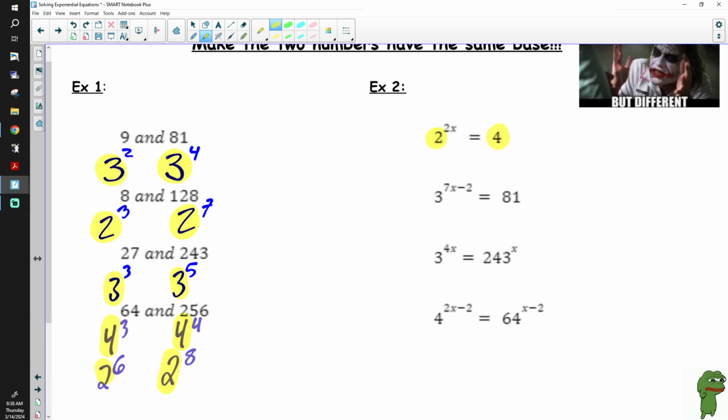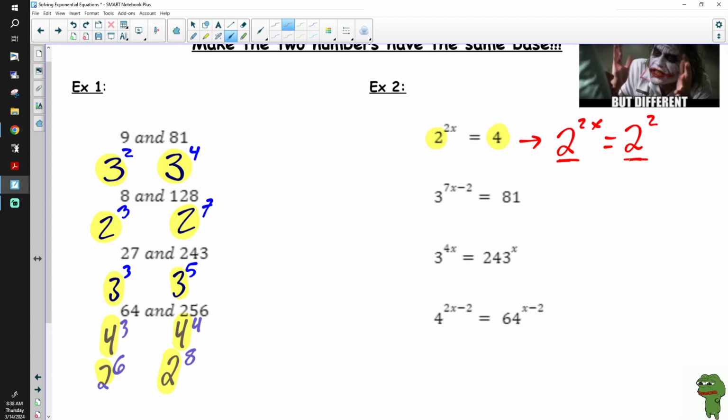If we rewrite this as 2 to the 2x equals 2 to the second. Are the bases now the same? Yes. Remember, we don't care what the exponents are, we just want to know what the bases are. And these bases are the same, and you'll see in a second that now we have a trick to solve that.